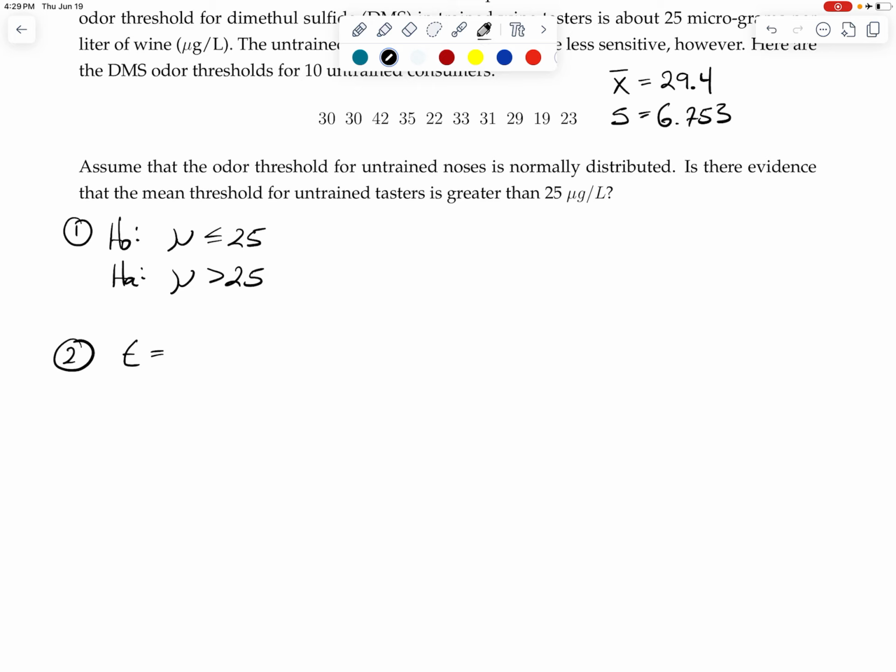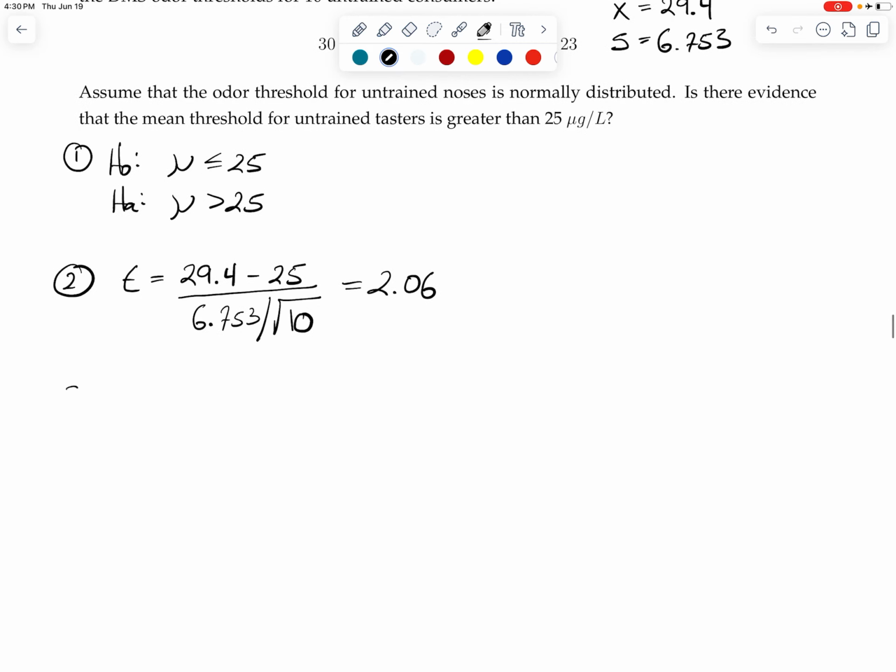So once you've got your hypotheses, then you can compute the test statistic. So here, t is going to be x bar, which is 29.4, minus my null hypothesis value, the value that's showing up here. It's always the same number. And then I'm going to divide by the standard deviation, 6.753, over the square root of the sample size, which you can check is just 10. n is 10. When you put this in a calculator, you should get out 2.06. And so now you're on to step 3.